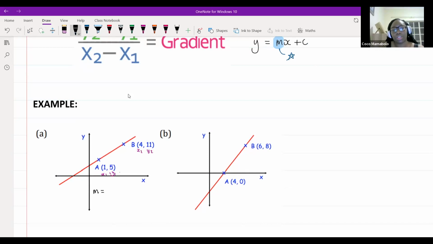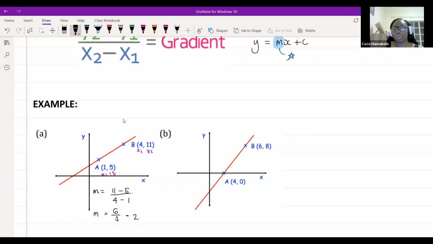So I know my gradient is going to be y2, which is 11, minus y1, which is 5, over x2, which is 4, minus x1, which is 1, right? And then we just need to look at the top, look at the bottom. 11 minus 5 will give us 6 on the top, divided by 4 minus 1 at the bottom will give us 3. Therefore, the gradient of A is 2. That's the gradient. All right.